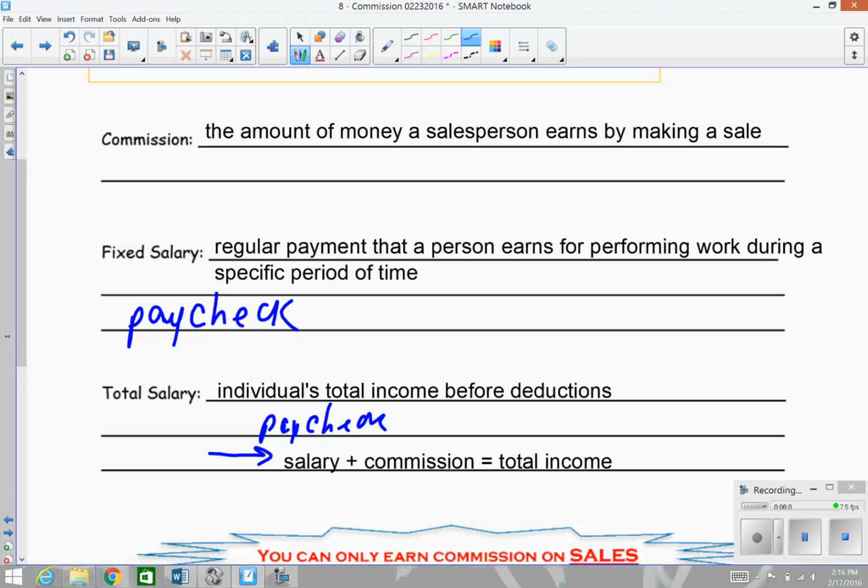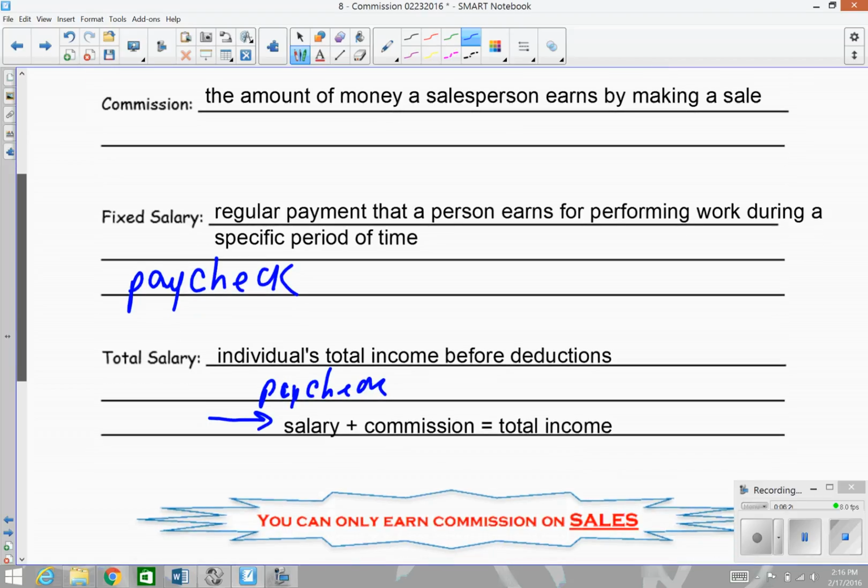So the way this works is, let's say a car salesman shows up to work, does what they're supposed to do. They go home with a check every 2 weeks. It gets deposited in their bank account. But if they sell you a car, they get extra, and that's what we call commission.